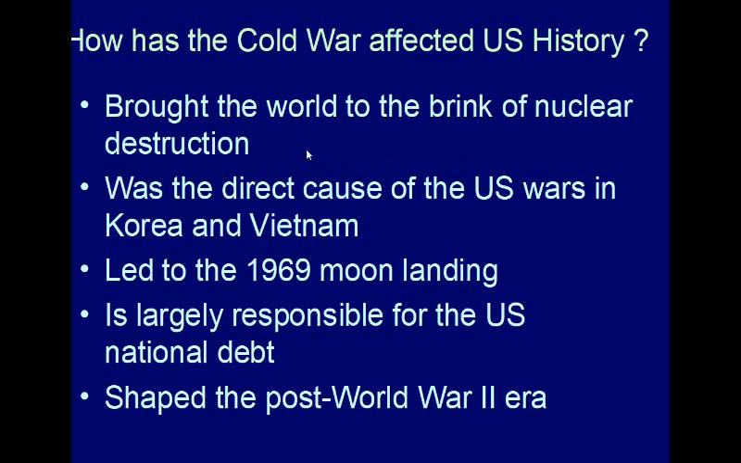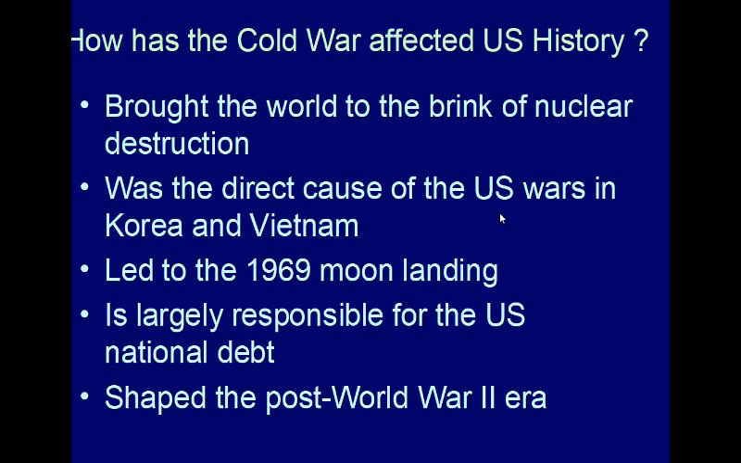It's true. Five reasons brought the world to the brink of nuclear destruction. We are speaking about two superpowers that possess the atomic bombs. And the explosion of the atomic bombs, as we saw during the Second World War, could result in a total destruction for the whole world.